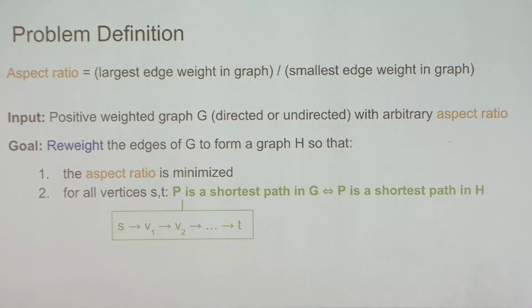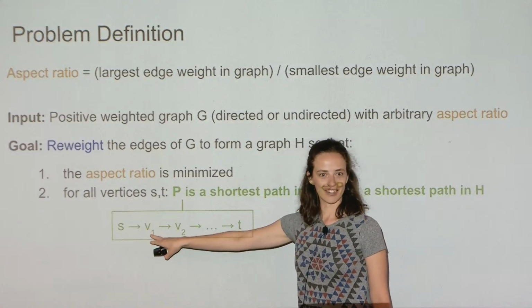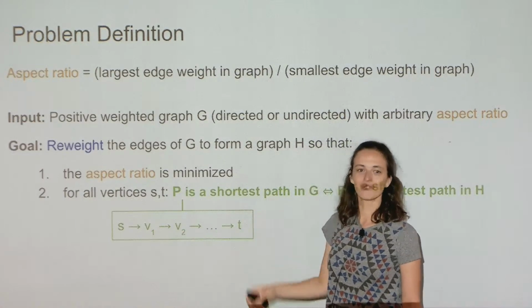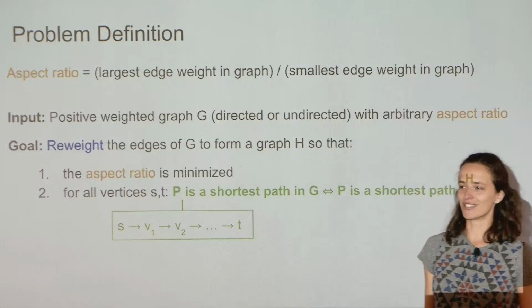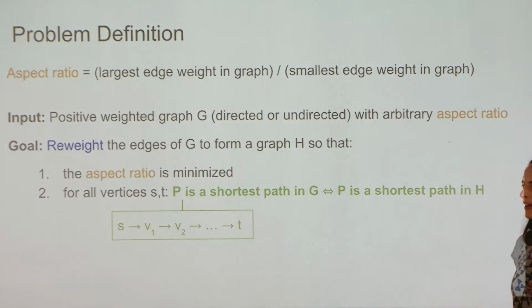That is to say, if there exists a shortest path from S to T that goes through this particular sequence of vertices, V1, V2, V3, etc., then that sequence of vertices is also a shortest path in the new graph. The shortest path is not going to have the same weight as it did originally because we reweighted all the edges, but we insist that the sequence of vertices that we're going through is the same.